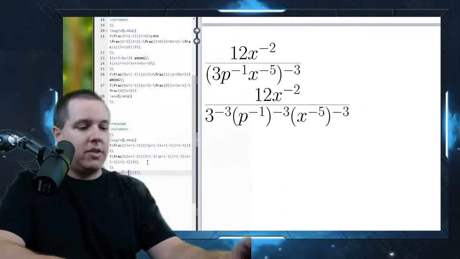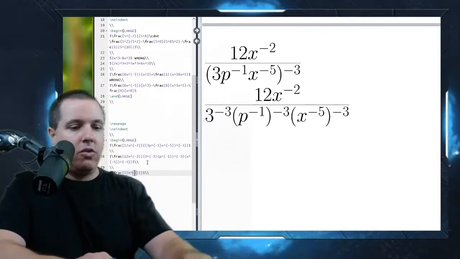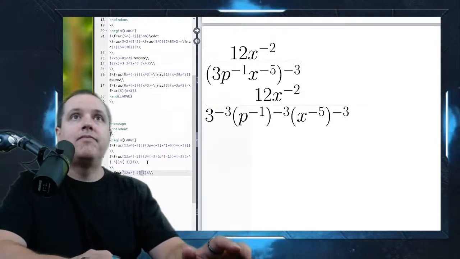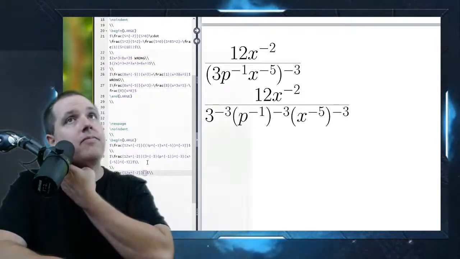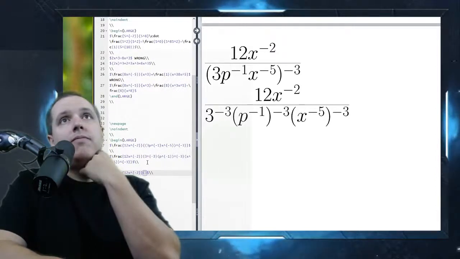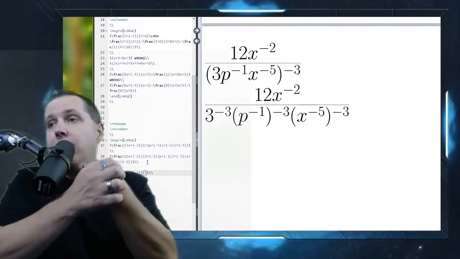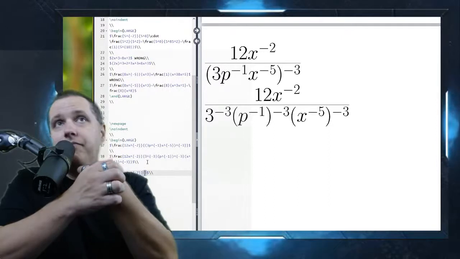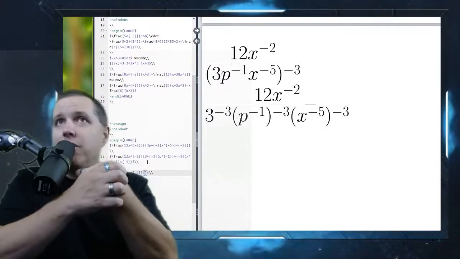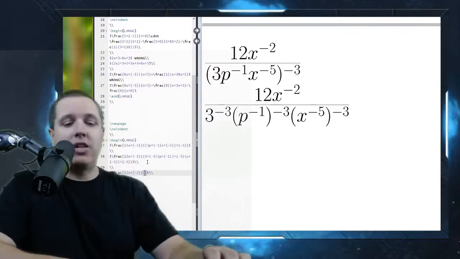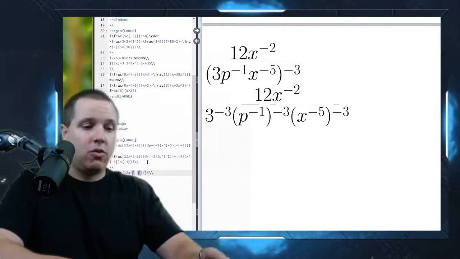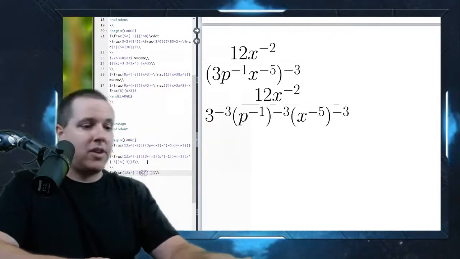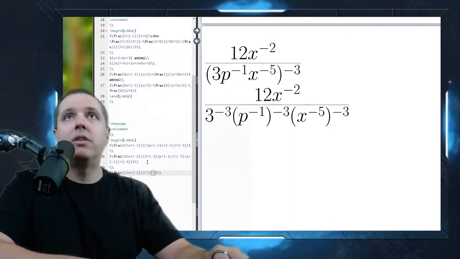All right, so let's leave the 12x to the negative 2 alone on top. Now I'm going to get what? 3 to the negative 3. Well, 3 cubed is 27. So 3 to the negative 3 is 1 over 27. So actually that needs to move to the top. So we're going to put a 27 up here. That's that 3 cubed part.